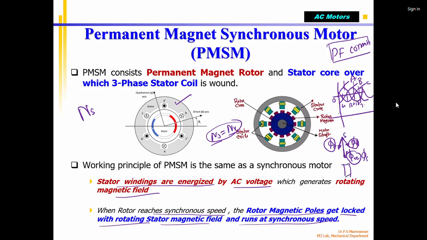Then I have my rotor. Correct? The rotor gets locked. For example, this is south pole, this is north pole, this is south pole, this is north pole of the rotor. The rotor is this one. So that means these two get locked. Now it is rotating, so the rotor will rotate. That's how it works, synchronous.